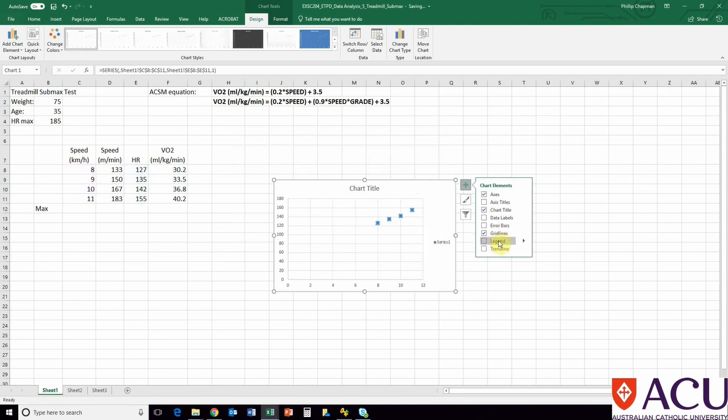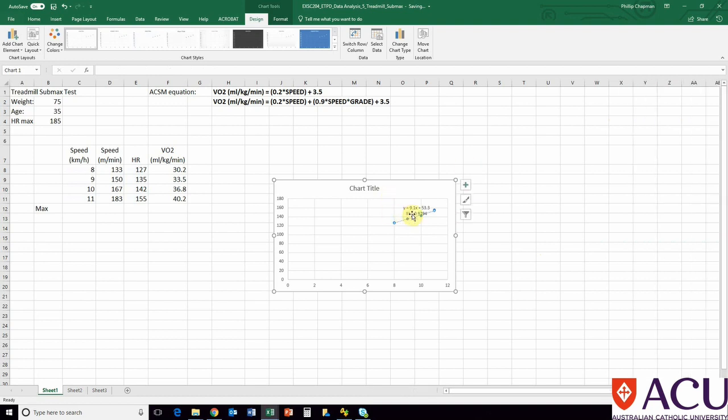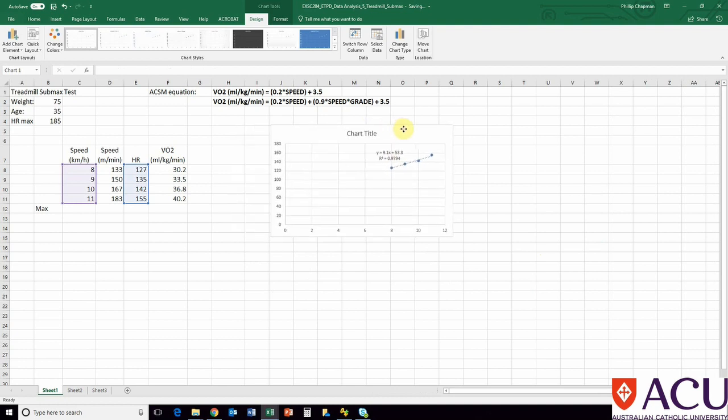So remember, different versions of Excel do it differently, but it's all exactly the same. Same with Mac. More options because we want the equation. So display equation on chart and display the R squared as well. There we go. So that's our chart for our heart rate, which is Y, running speed, which is X.